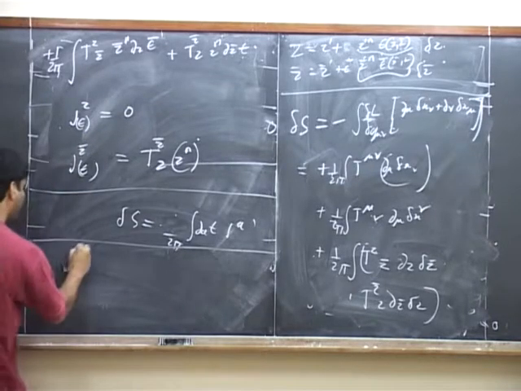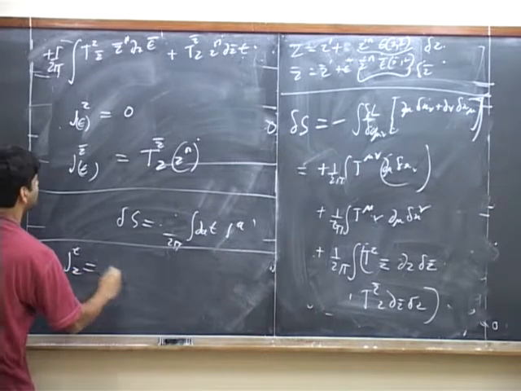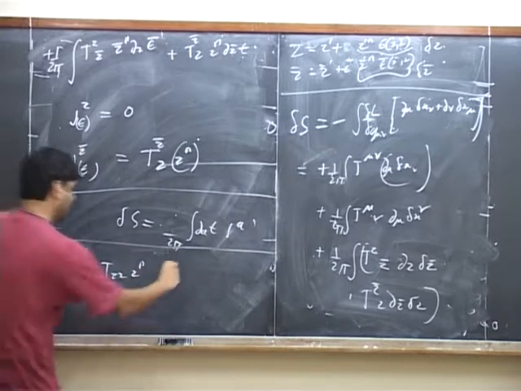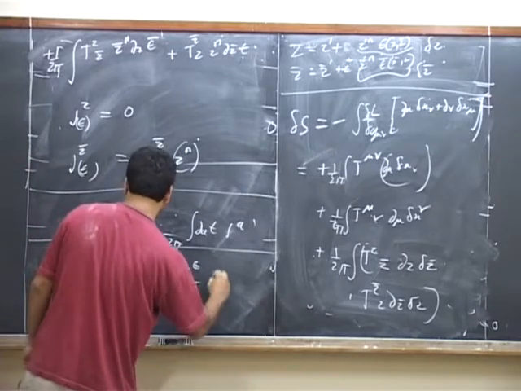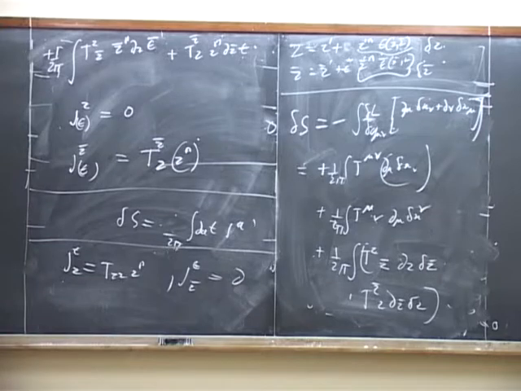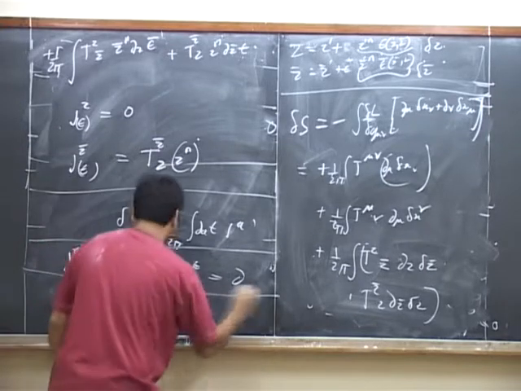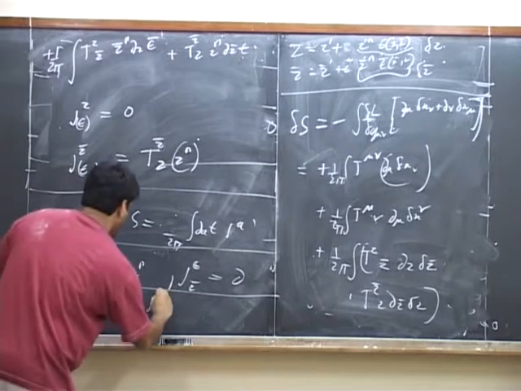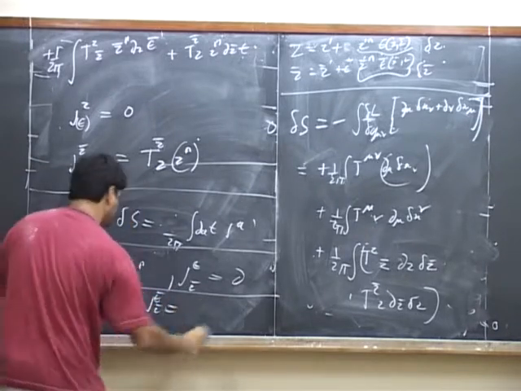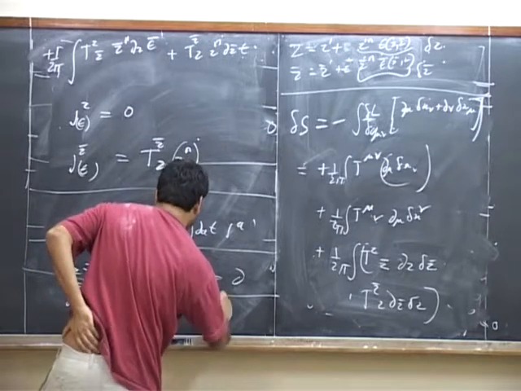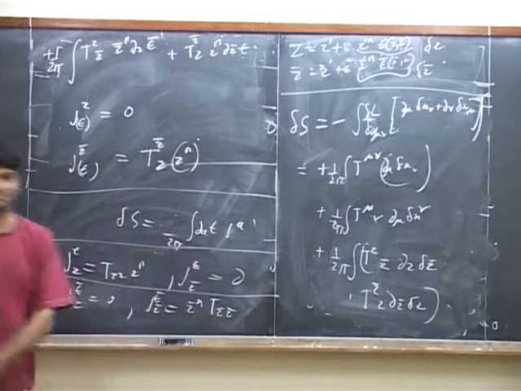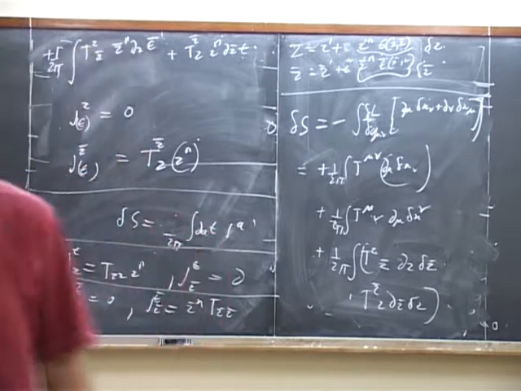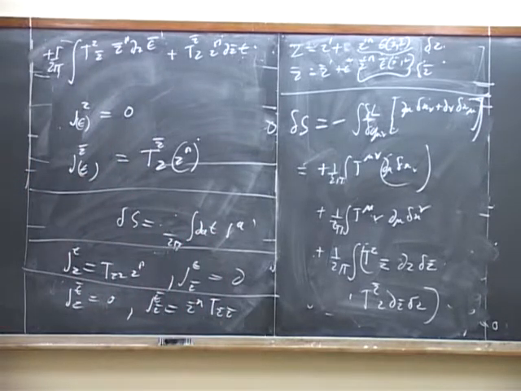Okay? What we've got is J epsilon Z is equal to T_ZZ. J epsilon Z bar is equal to 0. Okay? And we've got J epsilon bar Z is equal to 0. J epsilon bar Z bar is equal to T_Z bar Z bar. Is this clear?